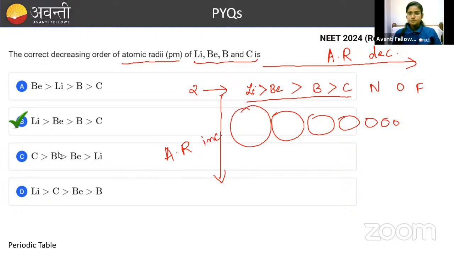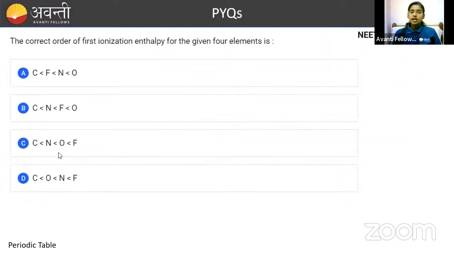Now we'll go for the next question. The correct order of first ionization enthalpy for the given four elements is. Again, we have four elements: carbon, nitrogen, oxygen, and fluorine. Again, these four elements belong to which period? Second period: lithium, beryllium, boron, carbon, nitrogen, oxygen, and fluorine. In all four options, we have a jumbled order for these four elements, so we have to find out the correct answer. Can anyone tell me which is the correct answer?